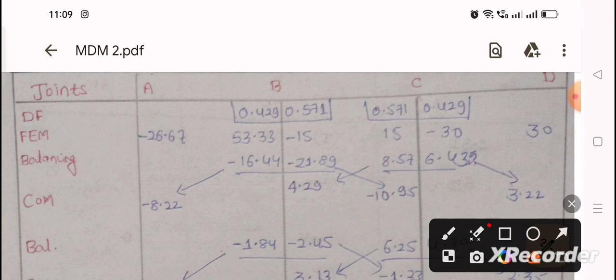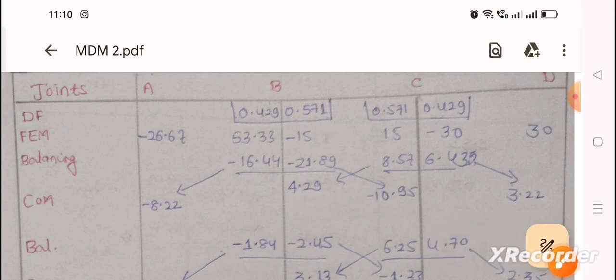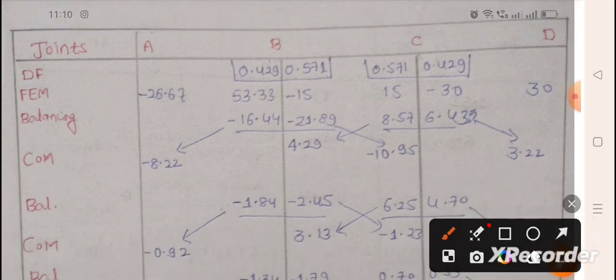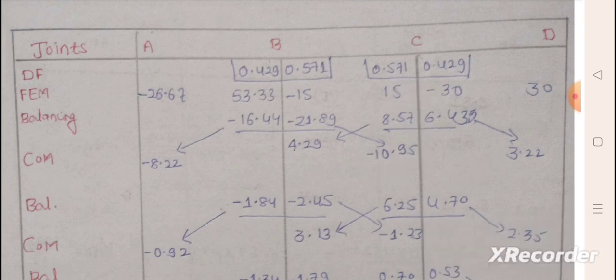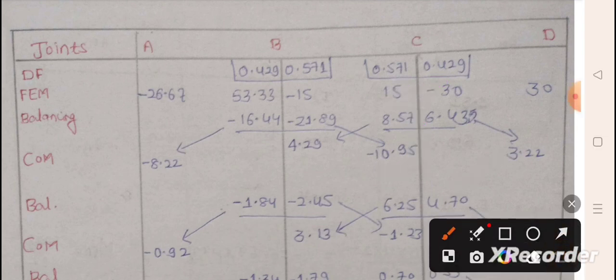Same thing, 4.29 should be multiplied with 0.571. So you are getting 2.45. It is plus, so I am writing a negative sign. Same thing we can do here also. Minus 10.95 should be multiplied with 0.571. If you multiply with this value, you are getting 6.25. You are getting minus, so I am writing plus here. Same thing, 10.95 should be multiplied with 0.429. You are getting minus 4.70. If you are getting minus, I am supposed to write plus, so 4.70. Okay, so you got an idea. The same thing is to be repeated.